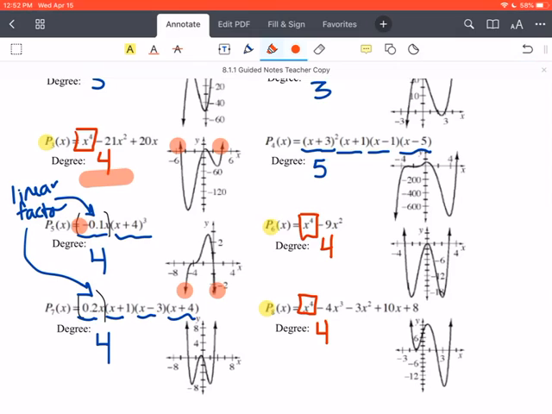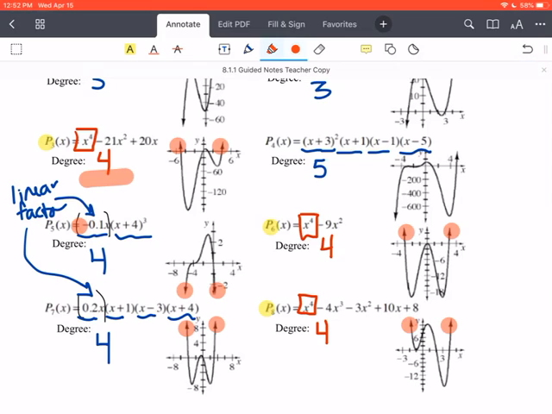Now on P6, that fourth power is also even. I notice there's no negative out front, so once again we're back to up, up. P7 is an even fourth degree. There's no negative on the 0.2, up, up. And then finally on 8, again, no negative on our leading term, up, up.